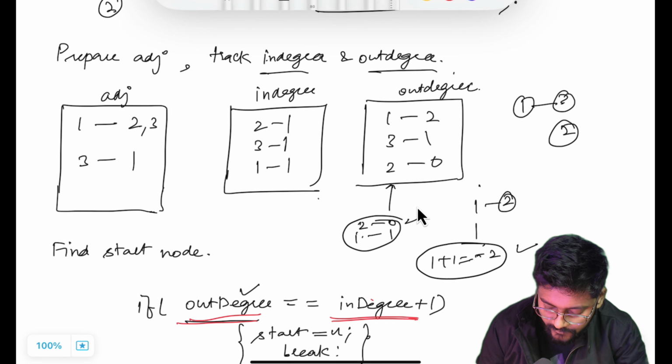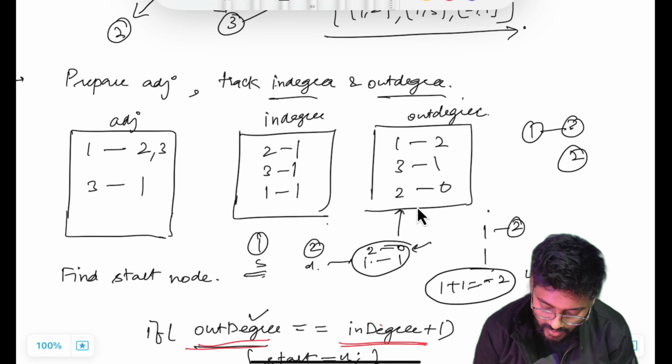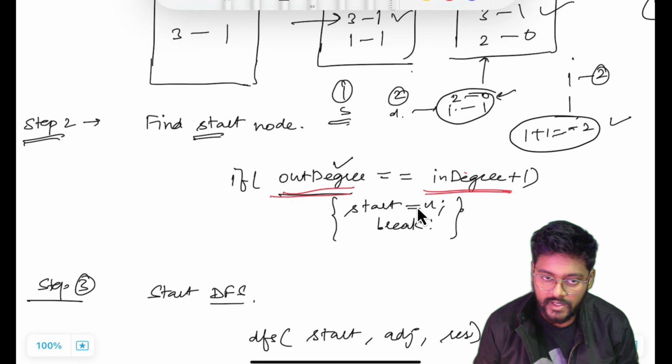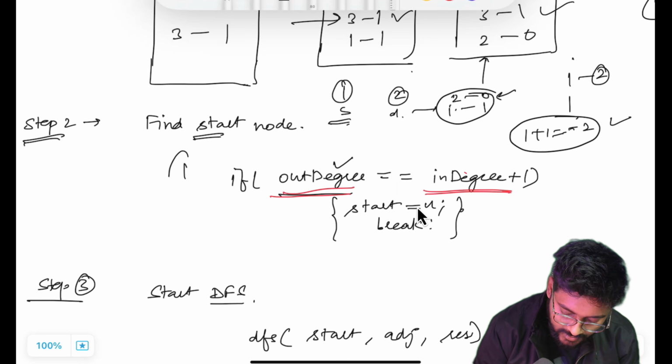So n-2 nodes. 1 is my source, 2 is my destination. Apart from these two, what is the remaining one? 3. For 3, in degree is also 1 and out degree is also 1. So this is following our condition. And in step 2, we only need to capture the start node. Start node we have captured. 1 will be treated as our start node.